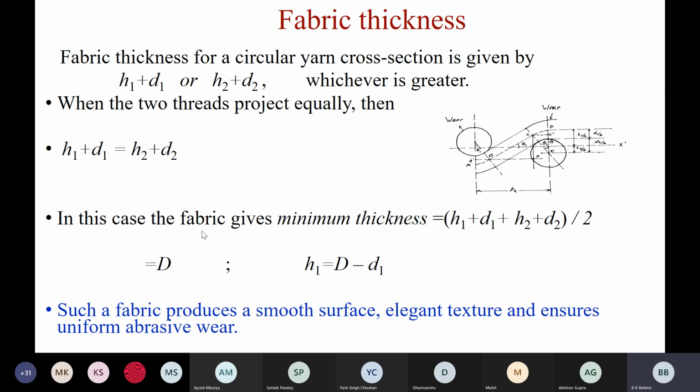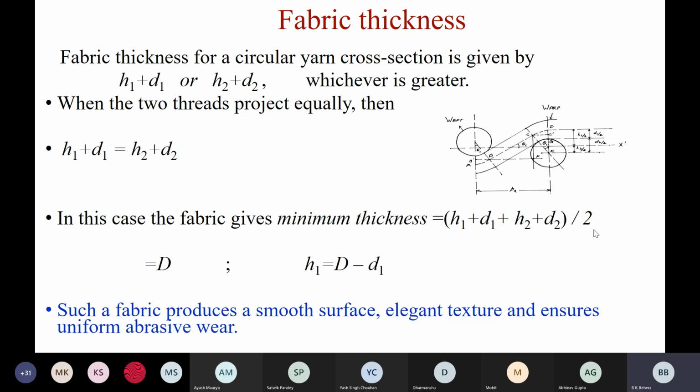And in this case, the fabric gives minimum thickness. That is the condition of minimum thickness when both the threads project equally. That means minimum thickness will be (H1 plus D1 plus H2 plus D2) divided by 2, because it is only one thickness. So if I take it twice, then obviously I have to divide by 2, which is called the average value. That means H1, the minimum fabric thickness.